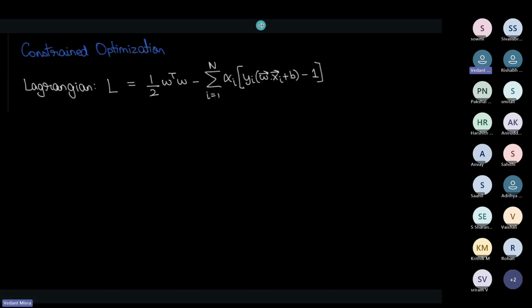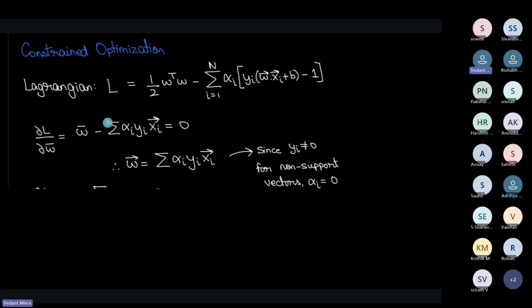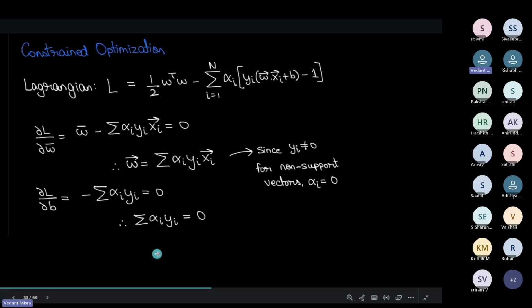So we took the Lagrangian, and this is the Lagrangian's form. We took the partial derivative with respect to W and we put it to 0, which gave us this form of W, which is sigma alpha y xi. We also said that for all non-support vectors, alpha I has to be 0 because they don't contribute to the decision boundary. So this alpha I will only be non-zero for the support vectors. And secondly, when we took the derivative with respect to B, we got sigma alpha y is equal to 0.